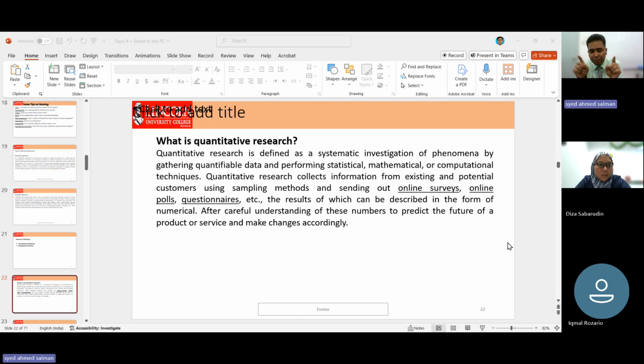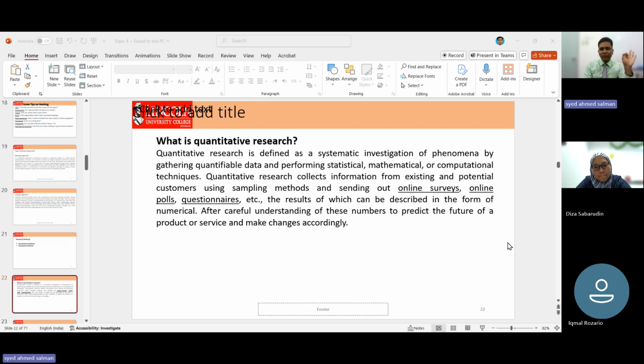Sampling methods, sampling techniques, we will understand later. And sending out online surveys. When you have done the questionnaire development, you are going to send it through Google Forms or any other forms. Online polls, questionnaires, etc. How are you going to do it? You are going to prepare the questionnaire, develop the questionnaire, and send it through Google Forms or any other form.